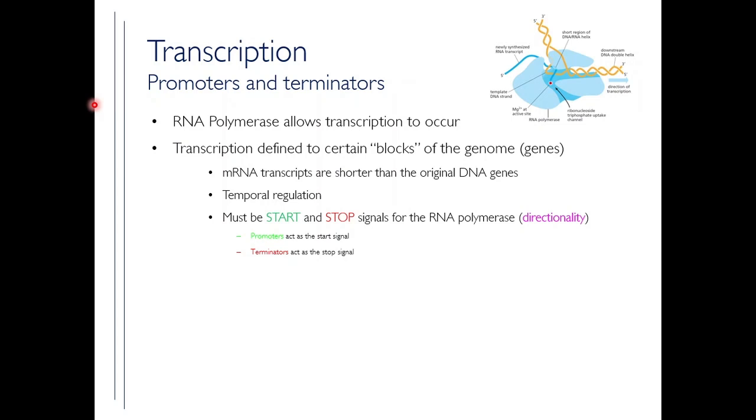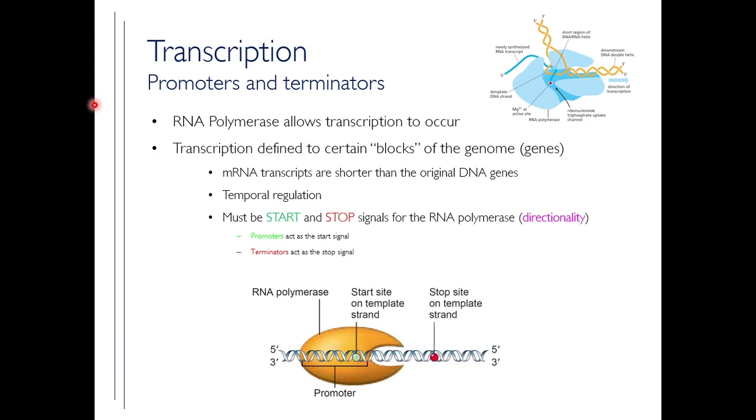So there must be these start and stop signals for the RNA polymerase, and they are called promoters, which act as the start signal, and terminators, which act as the stop signal. So if we were to look at some DNA, here's the duplex. You can see the RNA polymerase is sat on top of the region called the promoter, and that is the start point. It will then start transcribing along here, which you'll see in a minute, and it will then reach the stop site, which is the terminator, and it will then fall off.